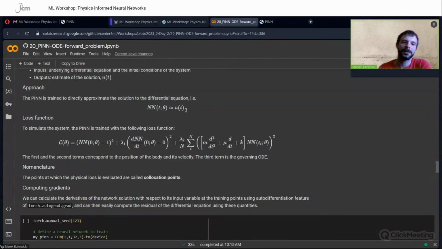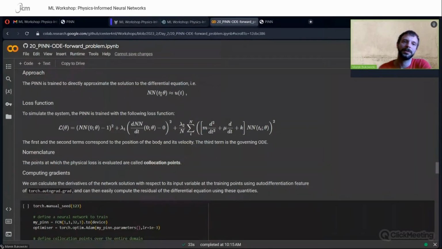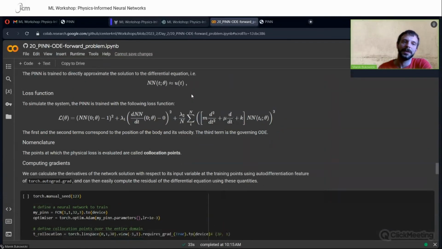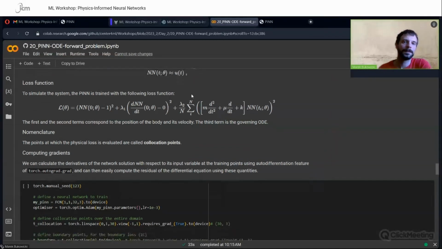And the network itself will be the same as before. So the neural network, for a given time, estimates the position of the mass. And the loss function will consist of 3 elements. The first element is the data loss for the initial time. So for time equal to 0, we want to meet the initial condition, which is 1.